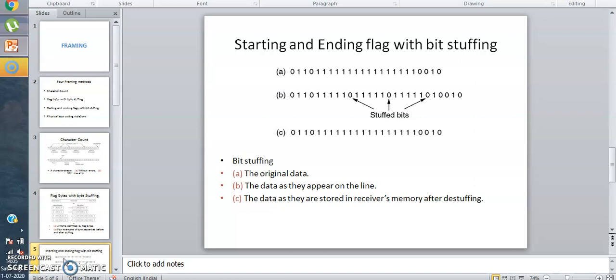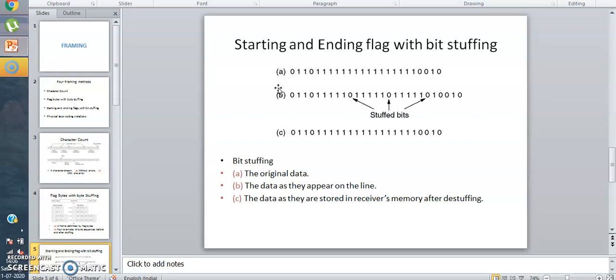What is this starting and ending flag with bit stuffing? It allows data frames to contain an arbitrary number of bits and allows character codes with an arbitrary number of bits per character. It works like this. Each frame begins and ends with a special bit pattern. Suppose you consider 0 1 1 1 1 1 1 0, in fact a flag byte.